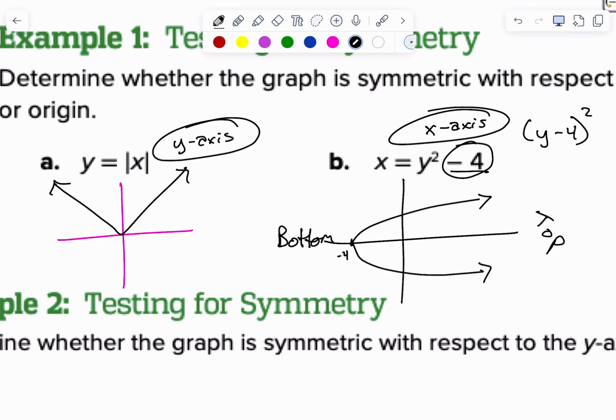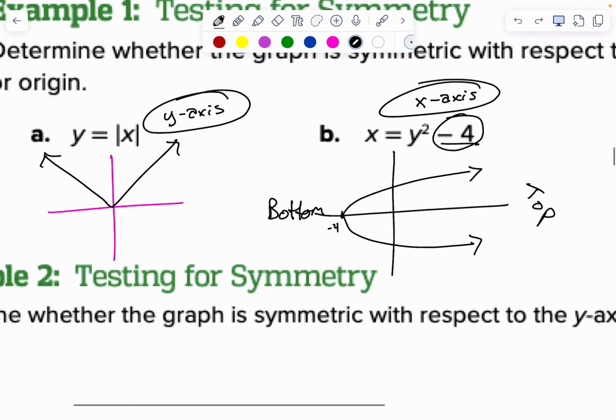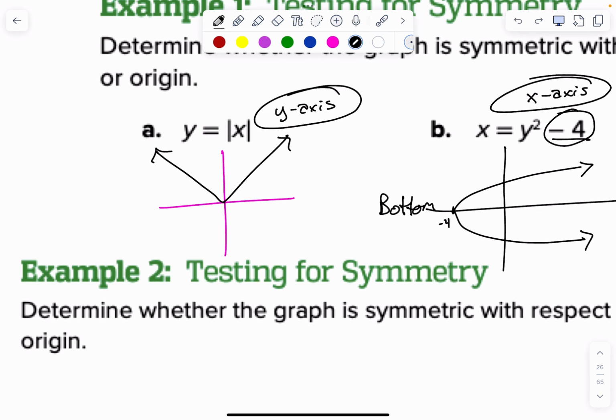So if you have, like for A, if it's shifted one left or right, is it still y-axis? No, if it shifted up or down, it would be. But if it shifted left or right, then it's not. Then it doesn't have any symmetry.